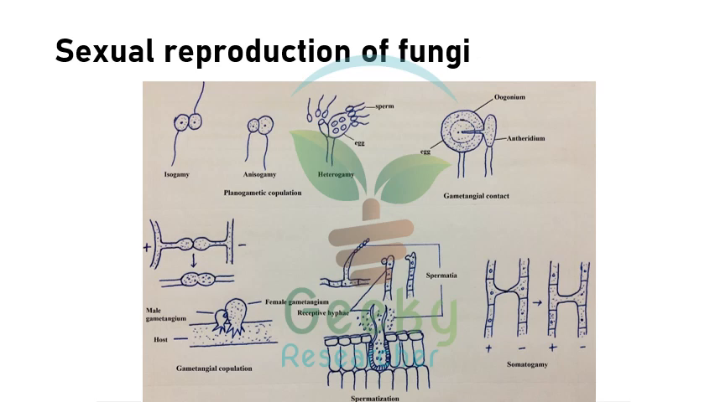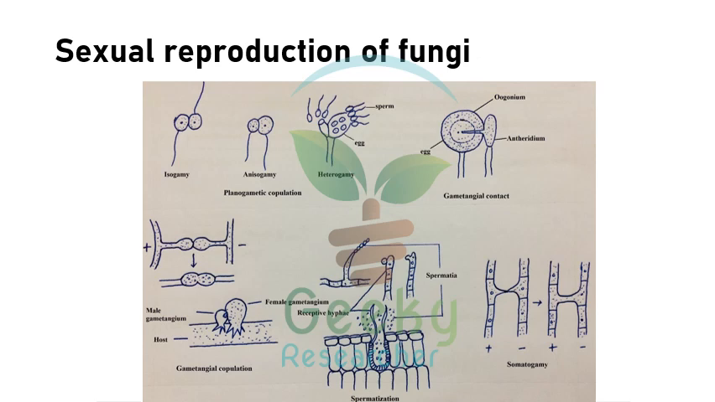So when it comes to the sexual reproduction of fungi, as I told you in previous slides, fungi can reproduce by means of sexual and asexual reproduction. Now we will see sexual reproduction. In sexual reproduction there is a sequence: plasmogamy, karyogamy, meiosis. I hope you know this very well, so let me go a little bit fast. Plasmogamy means the union of two protoplasms.